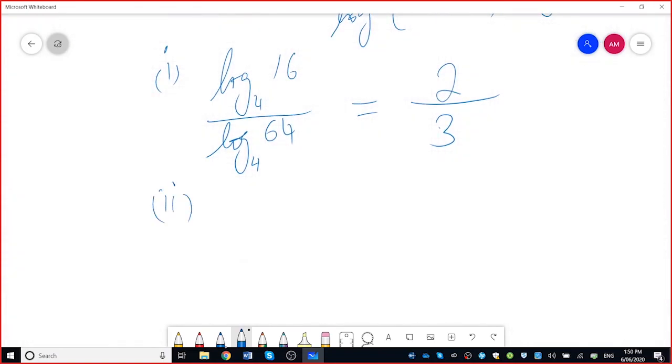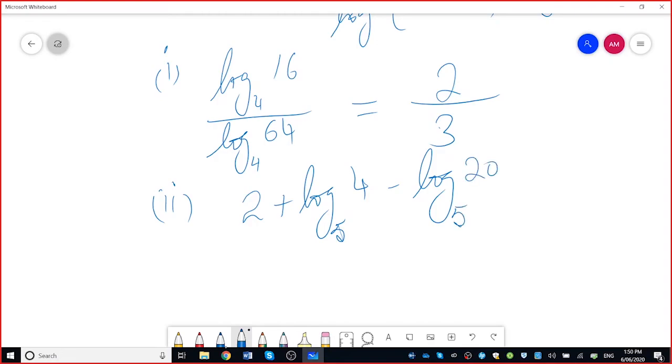Okay, let's do also a question which is somewhat interesting, I would say. 2 plus log of 4 to the base 5 minus log of 20 to the base 5.